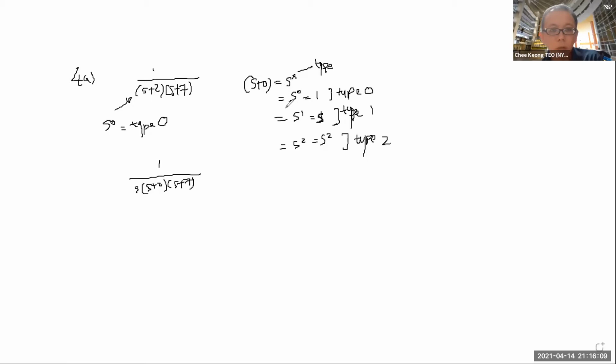Now the type belongs to this s. This s here means s to the power of 1, so it is type 1, because the power is 1. If it were s to the power of 0, it would be type 0. As simple as that. So this is 4b. Let me move my mouse here. This is for 4b.